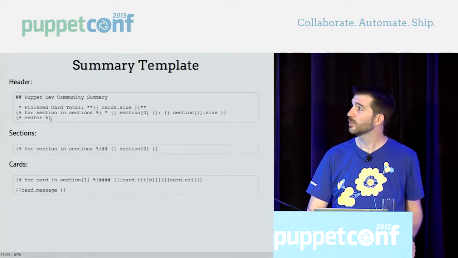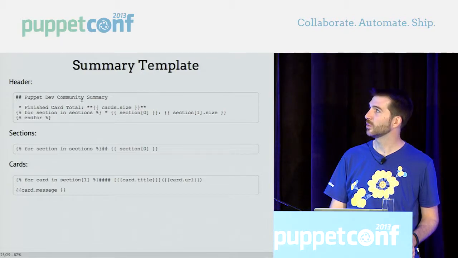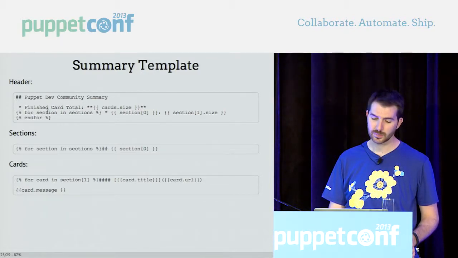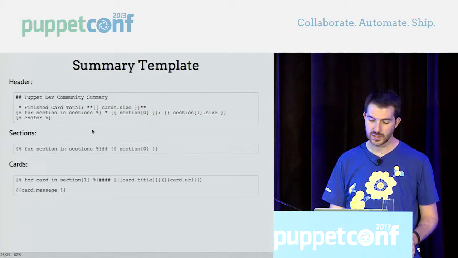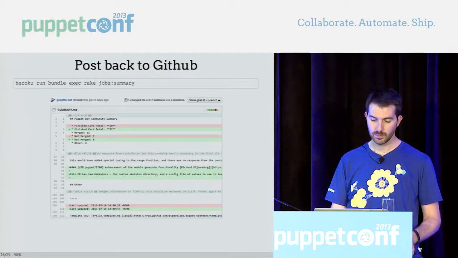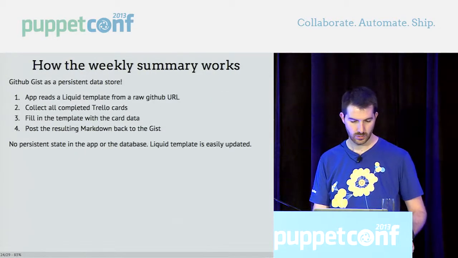This is what the liquid template looks like. So we just say, the Puppet Dev community summary, it's markdown. So how many finished cards we completed that week, and there are 3 main sections, right? Let me go through and look at that. Oh, I don't actually have an example.